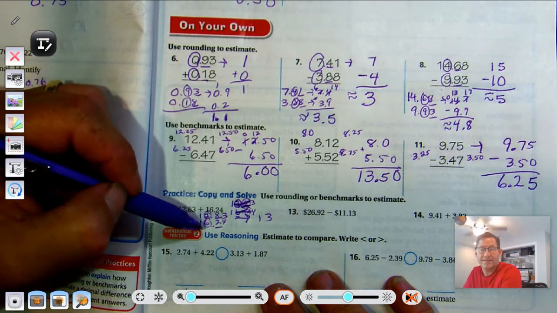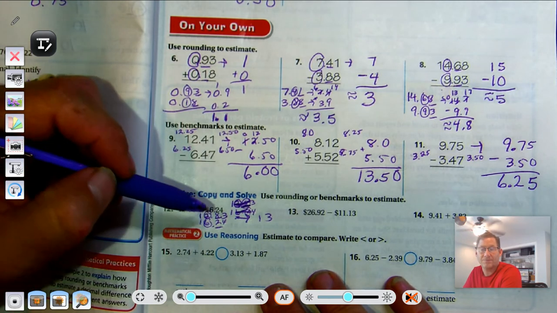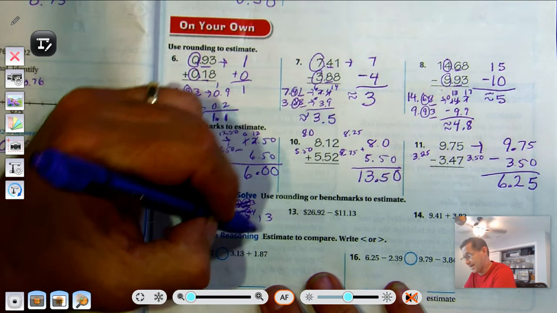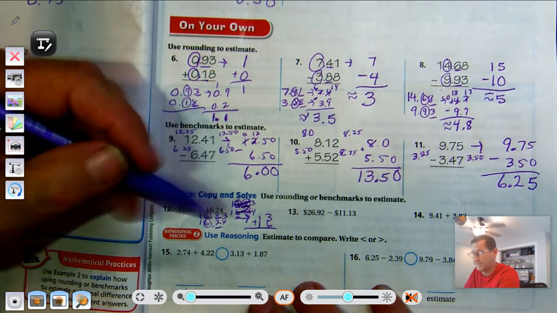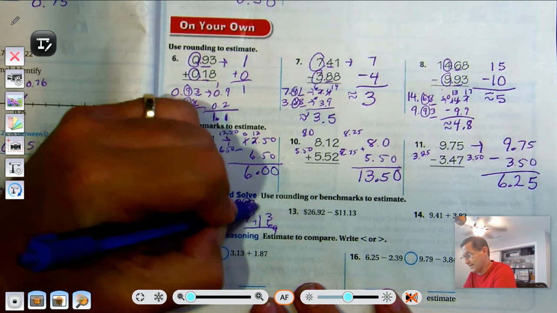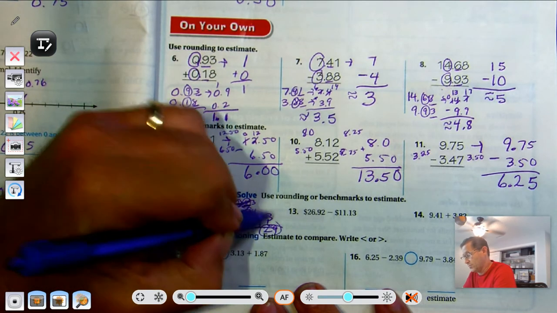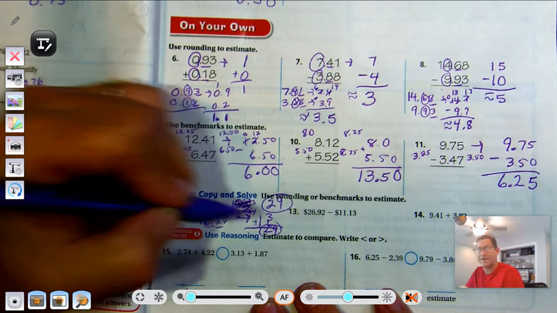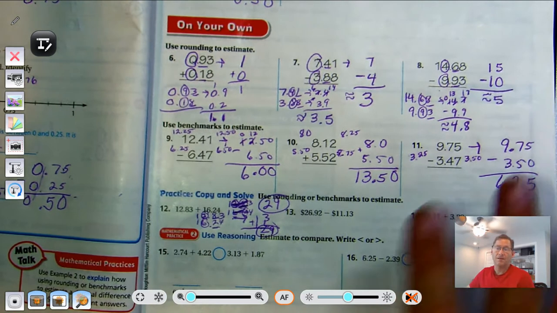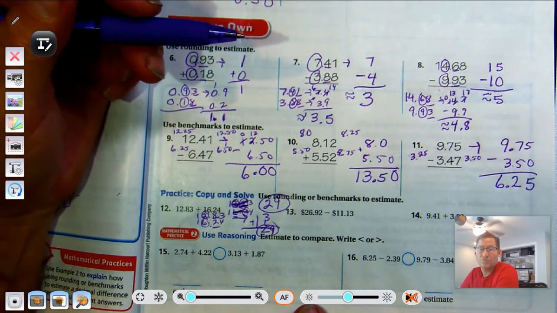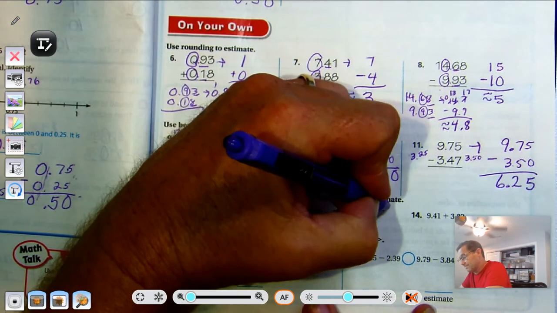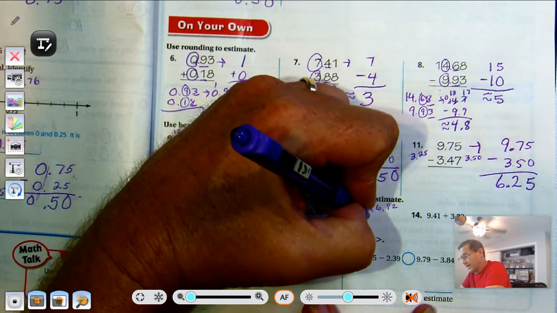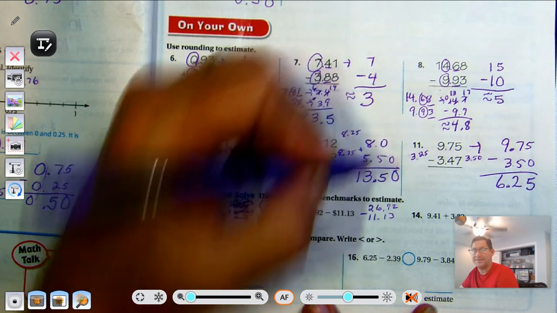I want to round to the 6. The 2 is less than 5, so I'm going to keep the 6 the same. All right, so 6 ones and 3 ones, that's 9, and 1 and 1 is 2, so 29. 26 and 92, $26.92. Take away $11.13.